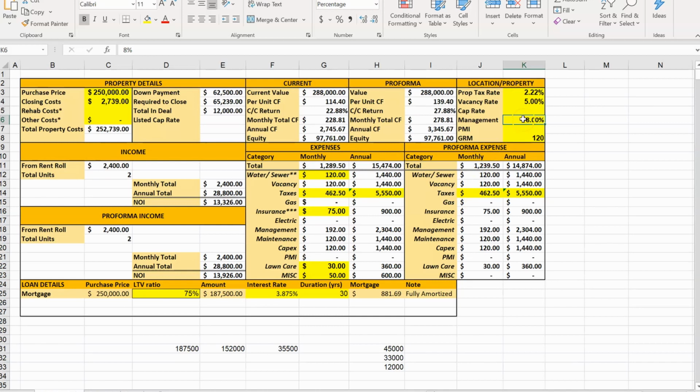Now, I might be able to shop rates a little bit lower on the management company, but you have to be careful with that because the lower a management company is compensated, the less they're going to care about your property. So that's it, guys. That's how you calculate future cash flow.